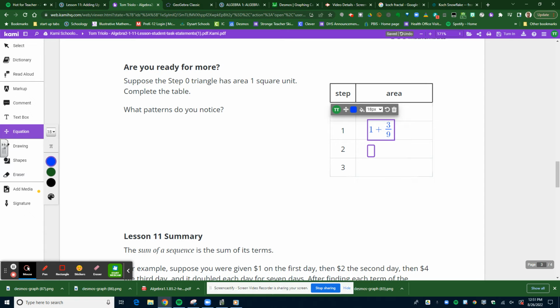I'll have that area. And now how many new triangles am I adding on? Let's stop before we do that. What is the fraction of the new triangles? This one's going to get a little tricky. So think about it. Okay?